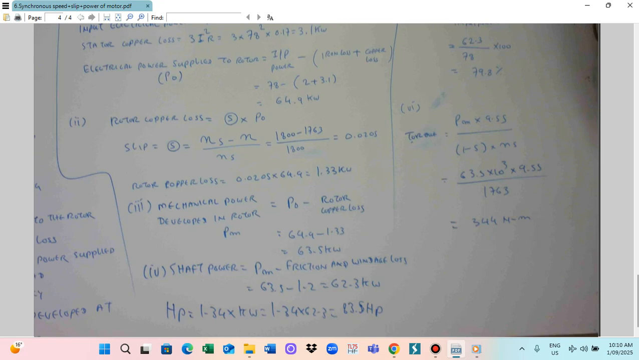And second one means we also need to calculate the rotor copper loss. We can use the formula: the rotor copper loss is slip multiplied by P0. So this is the equation we can use to calculate it. Rotor copper loss is equal to slip multiplied by P0. So P0 we already calculated.